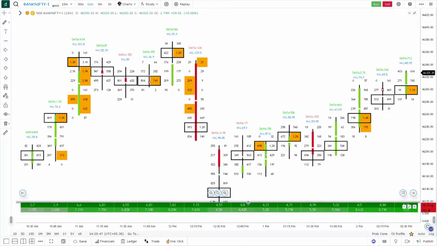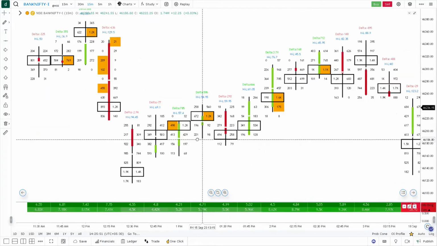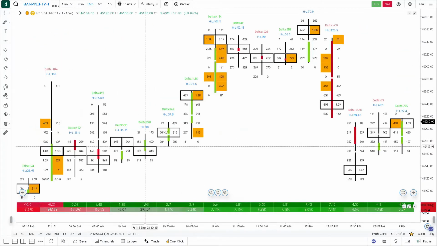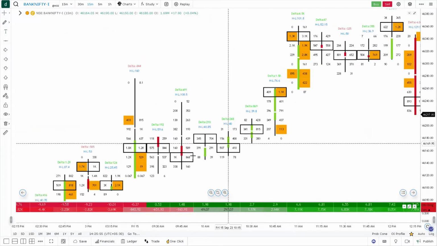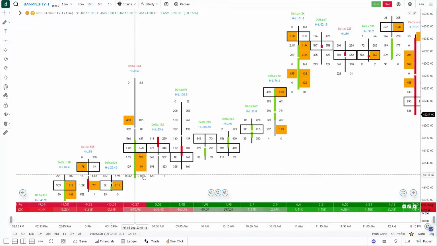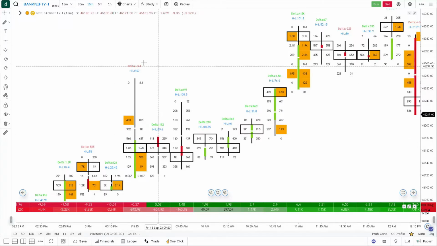Now we are going into cumulative delta. So look at this cumulative delta. What is cumulative delta? Cumulative delta is nothing but the accumulated delta from morning. This is September 15th. What happened? 844 negative delta is there, with a green candle. It's a bearish divergence.